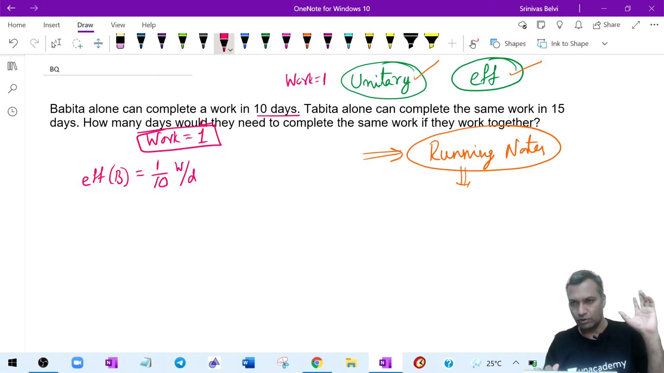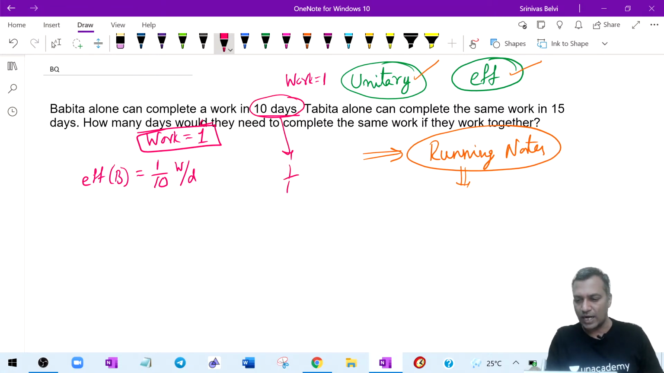Babita does 1/10 of the work per day. You may disagree, but your teacher also already gave the disclaimer: unlike what we do in reality, when I give somebody 10 days to do the work, every single day they do 1/10 of the work.